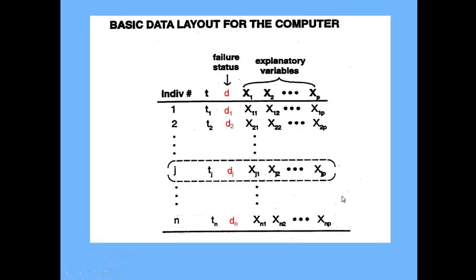Then we talked about the basic data layout for the computer. The basic data layout is that you have a line of data for each person in your study. So you have n people in your study, and for each person you have their survival time, whether they failed or were censored, which gives their failure status, and then you have the explanatory variables, the variables you want to consider in evaluating some relationship between maybe an exposure and an outcome, maybe controlling for other variables. That's the data layout for the computer.